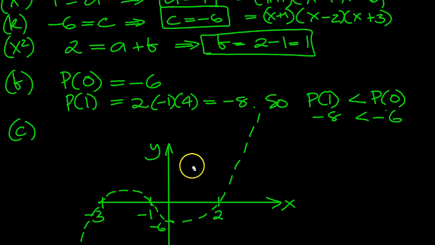So I'm just going to redraw that little bit here, just to show that actually happens on the curve. There, and then it's going to come back up. And that was P1, that value that we worked out here, minus 8. But we don't need to put it in for the sketch. And this is y is equal to P of x.